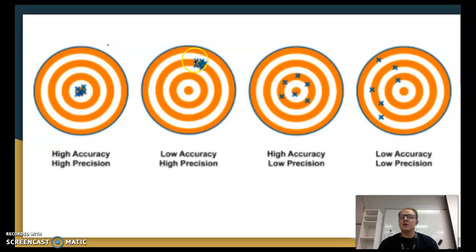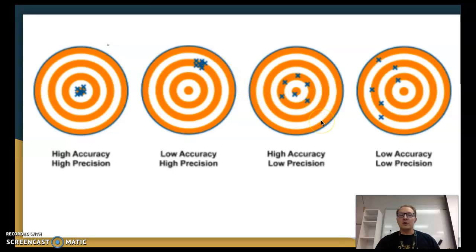Look at the second target, though. Now the cluster of shots are all together, but they're not in the center. If the person is trying to hit the bullseye, something's going wrong, but at least the same thing is going wrong every time. So this target shows low accuracy because the person is not getting the desired result. They're not hitting the bullseye. But it does show high precision because time after time after time, they're getting almost exactly the same result. It's just not the desired result.